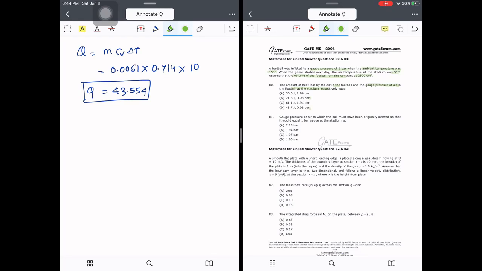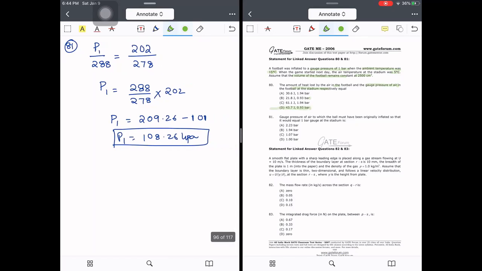Now, since the process is taking place in a closed system and its volume is constant, the heat transfer is m c_v dT. That means I will take the specific heat at constant volume, not at constant pressure. So m c_v, I know for air it is 0.717 or 0.714, into the change in temperature from 15 degrees to 5 degrees, so the change in temperature is 10. So Q is equal to 43.554. Okay, so the answer will be approximately this. Option D is the answer.